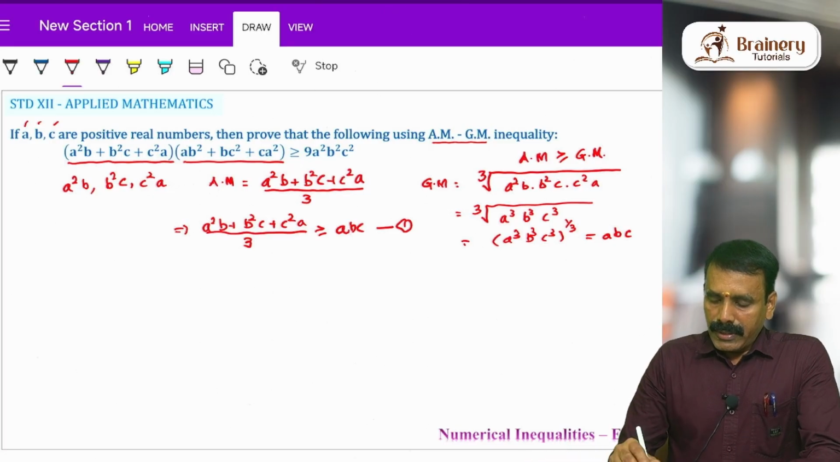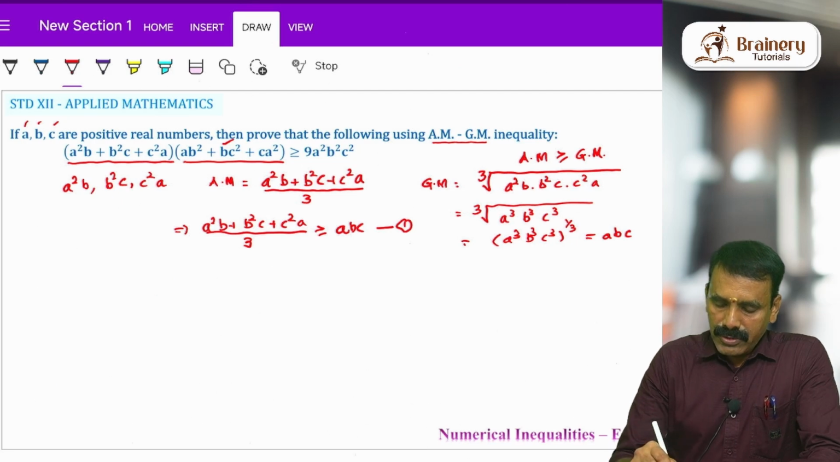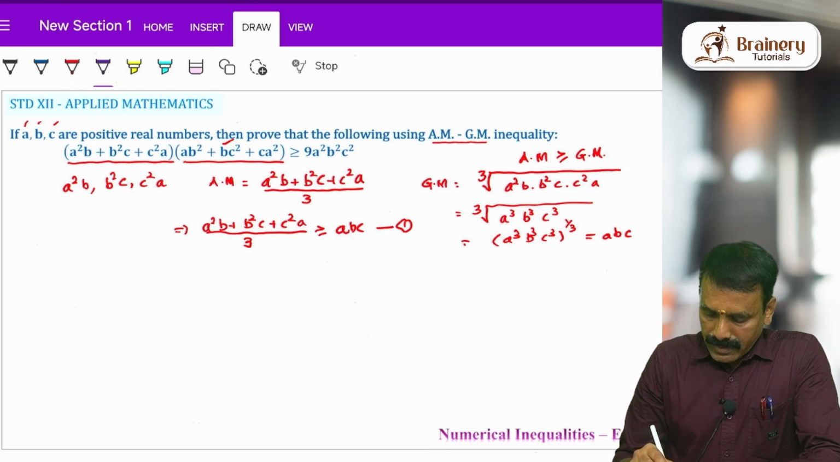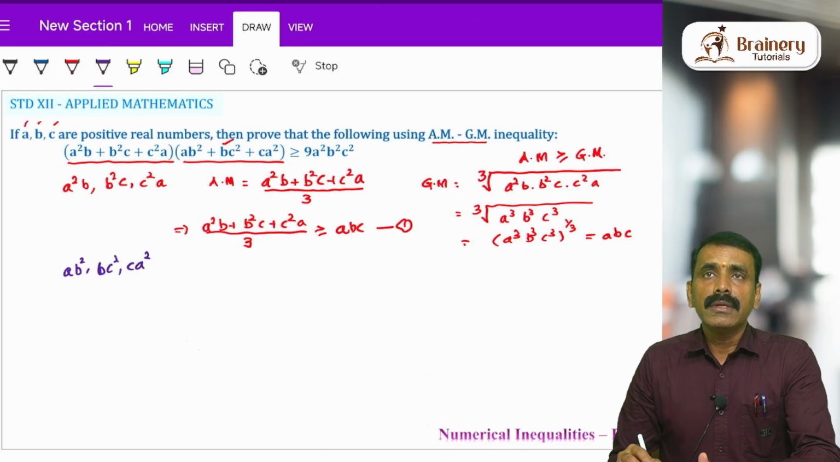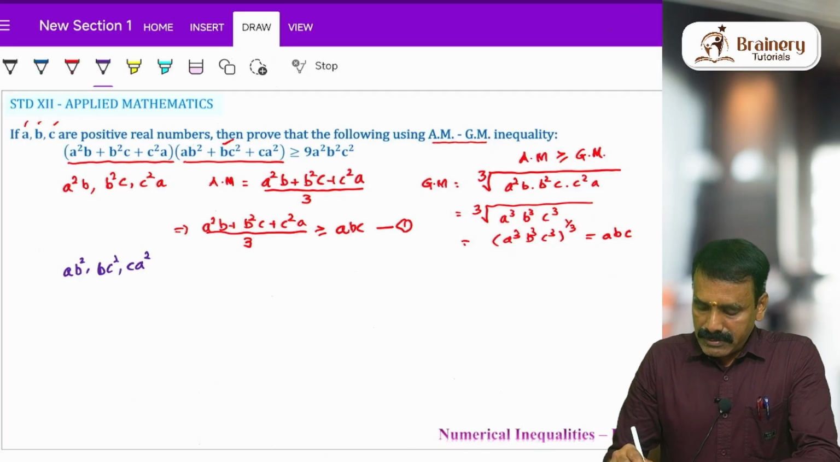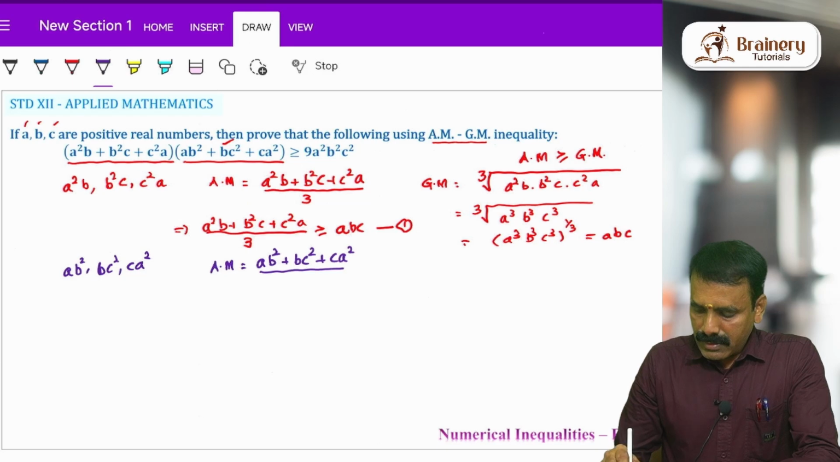And I am going to apply the same property for the next term. The next term is going to be AB square, BC square, CA square. I am going to apply arithmetic mean for these three terms. When you apply arithmetic mean for these three terms, arithmetic mean will be equal to AB square plus BC square plus CA square by 3.